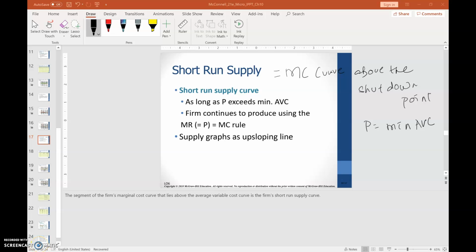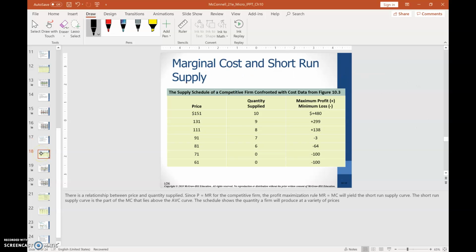In this section, let's look at the short-run supply curve for a perfectly competitive market structure. The short-run supply curve is the marginal cost curve above the shutdown point. The shutdown point is the point at which price is equal to minimum average variable cost. The short-run supply curve is a combination of price and quantities supplied, and it is an upward sloping straight line.